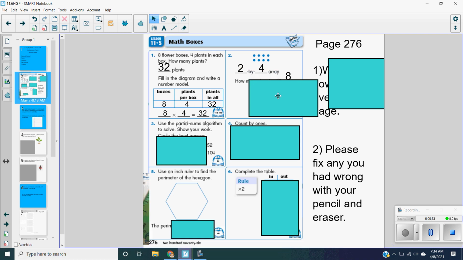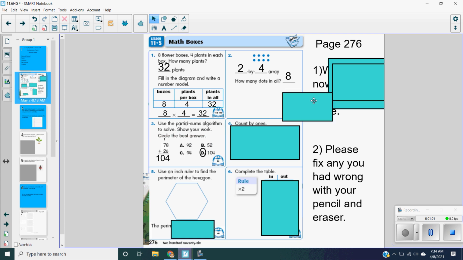For question 2, we have a 2 by 4 array with 8 dots in all. For question 3, show your work as you're solving 78 plus 26. So I know that 8 plus 6 is 14. I carried my 1, put my 4 below. 7 plus 2 plus 1 is 10. So I should have circled D, 104.